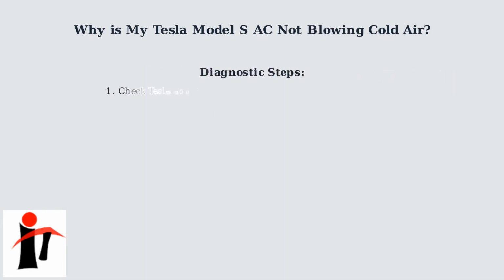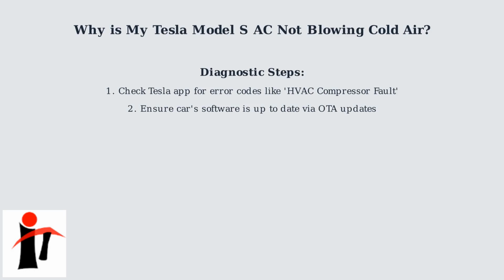To troubleshoot, start by checking your Tesla app for error codes such as HVAC compressor fault. This can provide immediate insights into the issue. Ensure your car's software is up to date with over-the-air updates, as Tesla frequently releases fixes for AC-related software glitches.